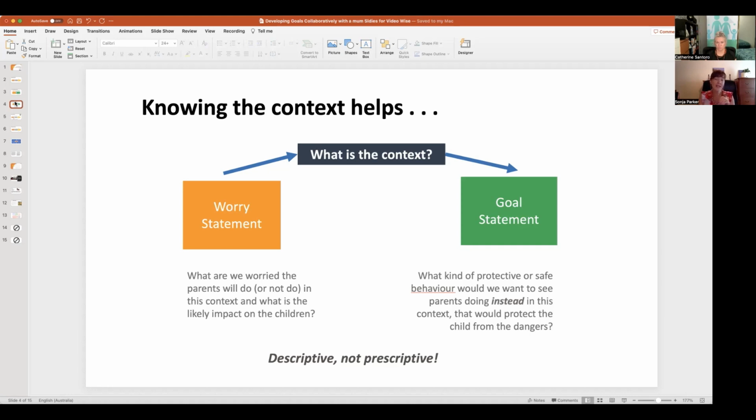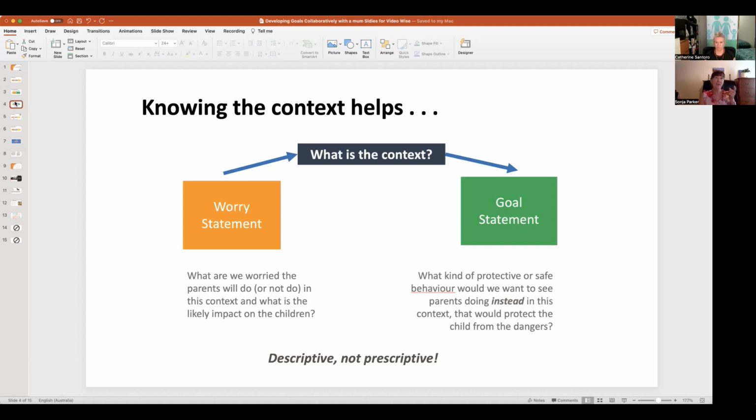But the more that we can understand the context, and the more that we can bring our curiosity and set our judgment aside to really try and understand what's happening for the family that's leading to those worrying circumstances or to that danger being present, the more we can help to focus the goals and the intervention. Because then we're asking, in that context, rather than seeing the worrying behavior, what do you think people want to see you doing instead that would be protecting the children? That really helps families think through what they could be doing differently.